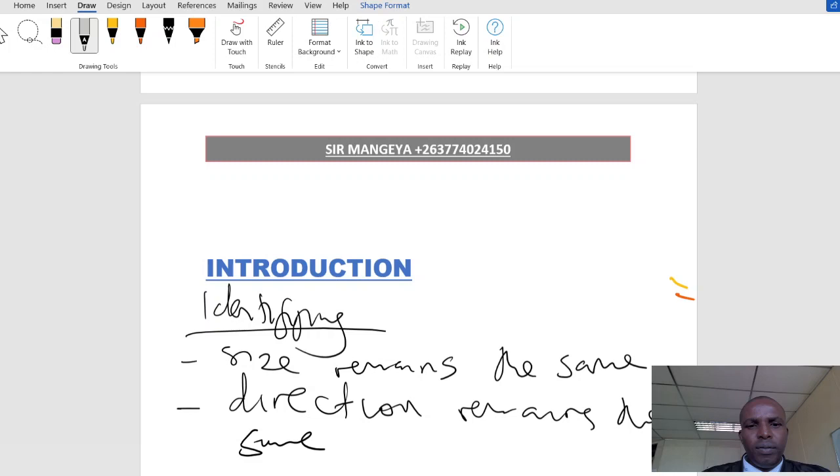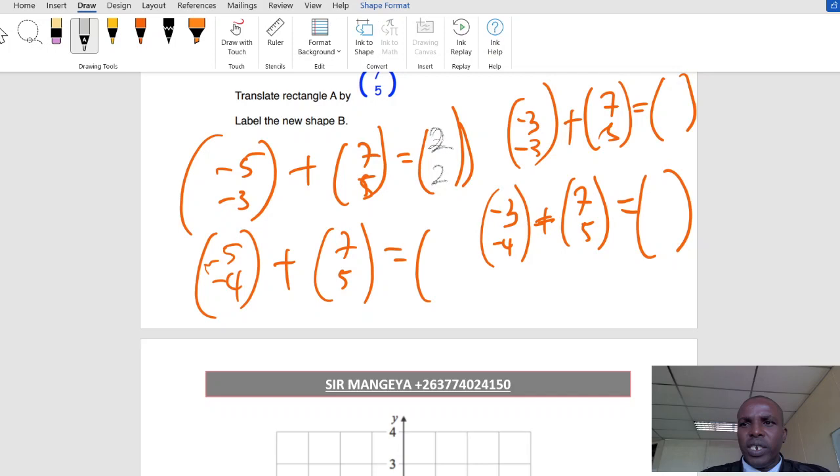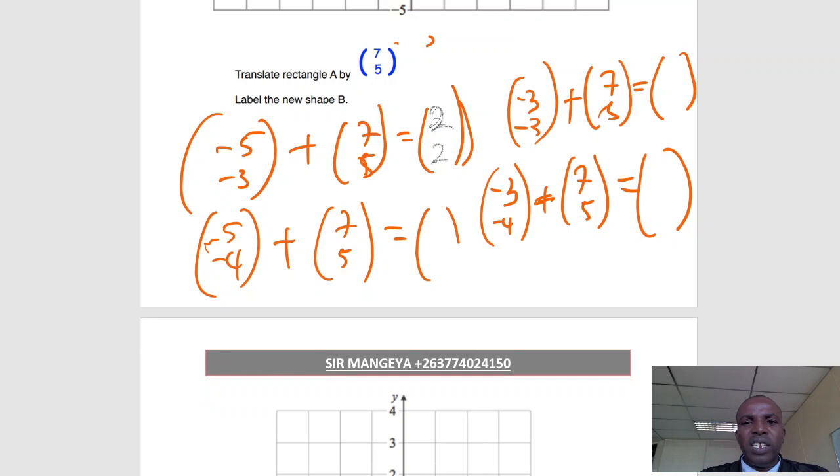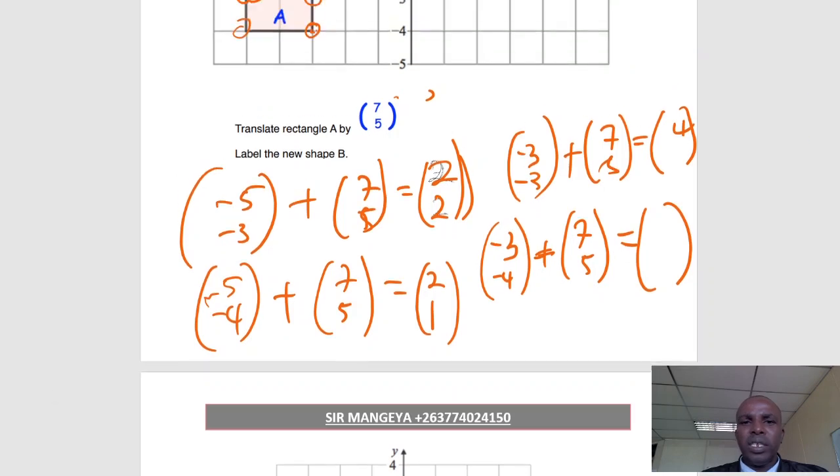Then on the second one, you add minus 5 plus 7. What do you get? You get 2. Then minus 4 plus 5, you get 1. Then on the other one, it's minus 3 plus 7 is 4. Minus 3 plus 5 is 2. Then minus 3 plus 7, 4. Minus 4 plus 5, 1.